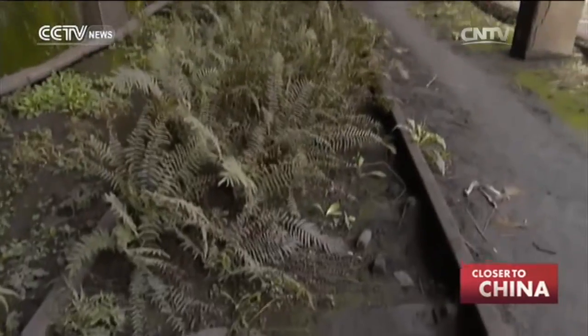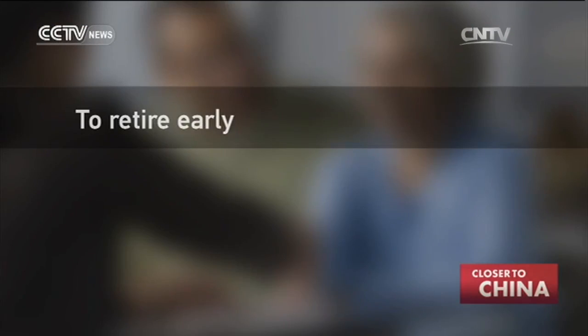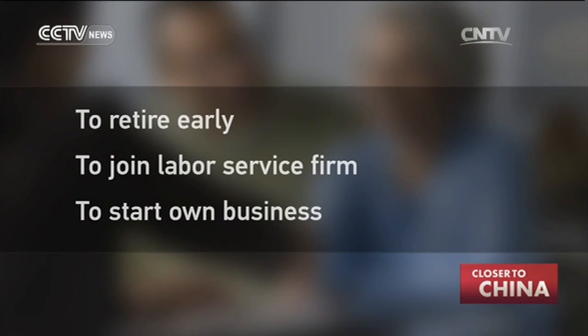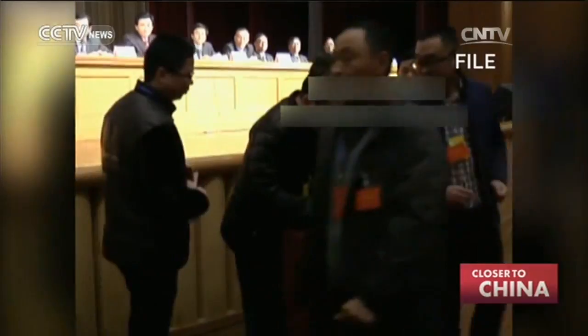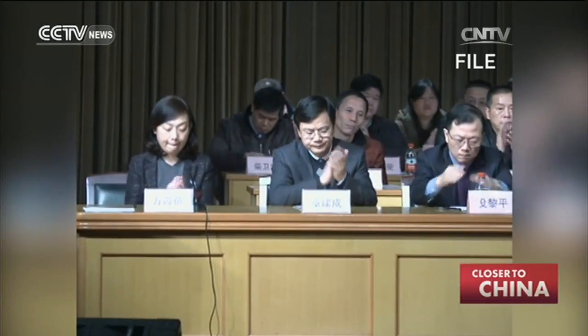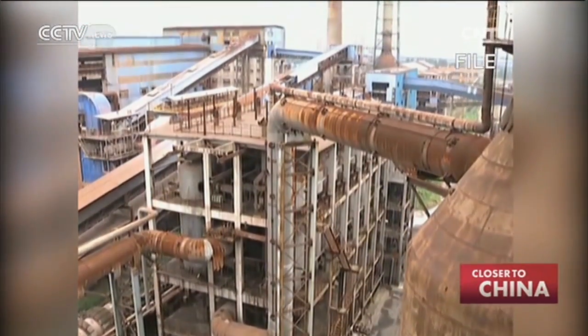After careful planning, the company decided to offer a variety of options to these workers. They could choose to retire early, receiving compensation packages after terminating their contracts, join the labor service firm founded by the company, or start their own business with the company paying the basic social and medical insurance. The plan helped the company win the hearts and minds of its employees. By the end of 2015, most of its workers were settled. Workers of other zombie companies, however, are not always so fortunate.